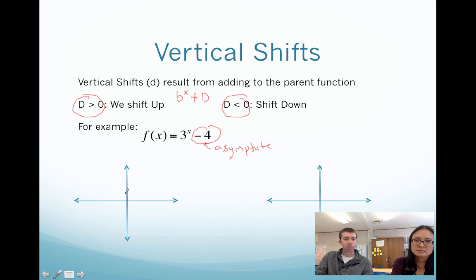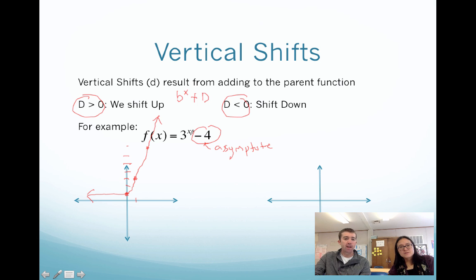Well, let's figure out what the parent function looks like. It's 0, 1, 1, 3, and way up here at 9. Okay. There we go. It's hard to draw with this pen. You guys can probably draw much better graphs at home.